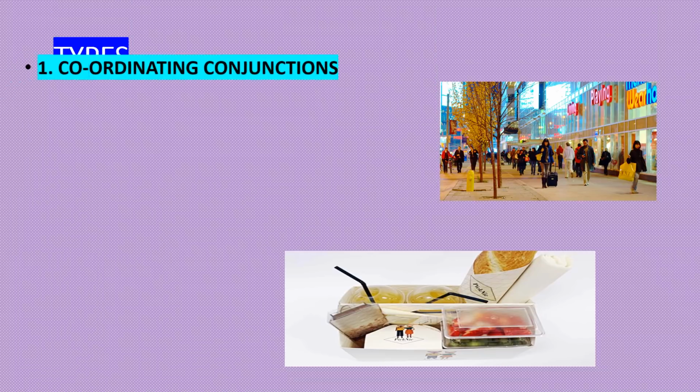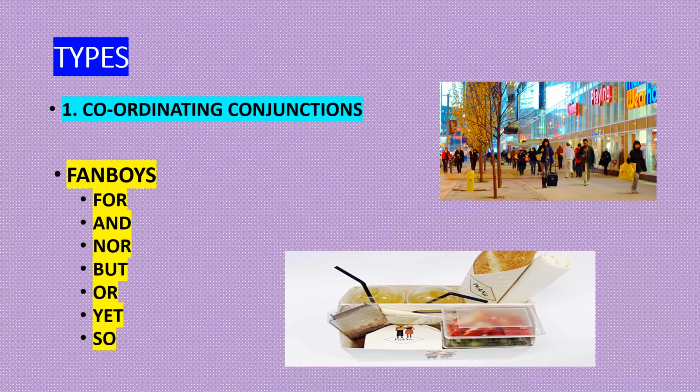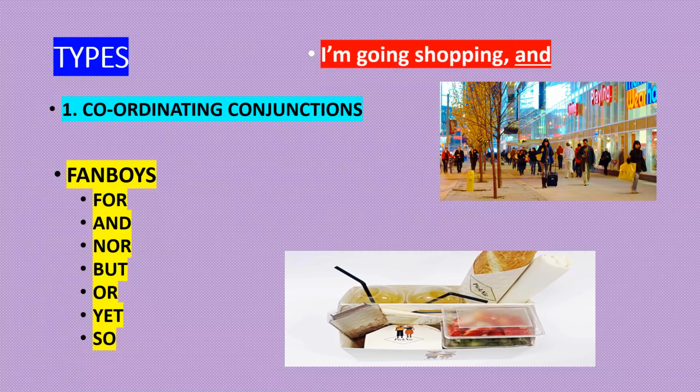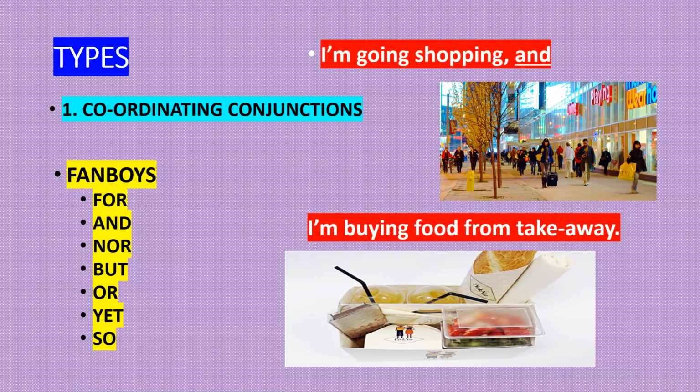Let's take a look at the first type of conjunction, which is a coordinating conjunction. Now, the best way to practice is to learn the word FANBOYS, where F is for, A is and, N is nor, B is but, O is or, Y is yet, S is so. The first example is, I'm going shopping and I'm buying food from takeaway. Always remember the punctuation comma should always come before the conjunction.